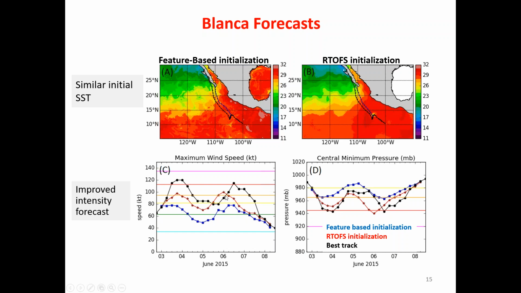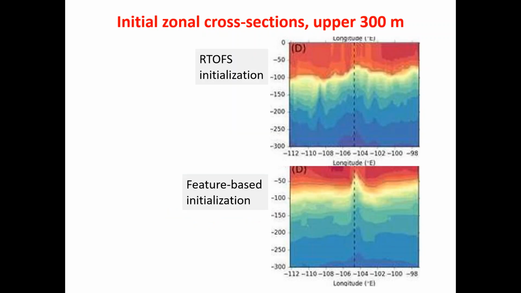We see an issue of timing here in the second intensification, but the model storm moved too fast, so I think it compressed the time of the timing of the peaks there. But again, the improved initialization made a big difference in the projected intensity. And just to illustrate that the RTOFS and feature-based initialization, it wasn't just SST, it's the thickness of the warm layer. The very thick warm layer really was extra layer of insulation that would tend to suppress the cooling beneath Blanca, and that contributed to the improved intensity forecast.